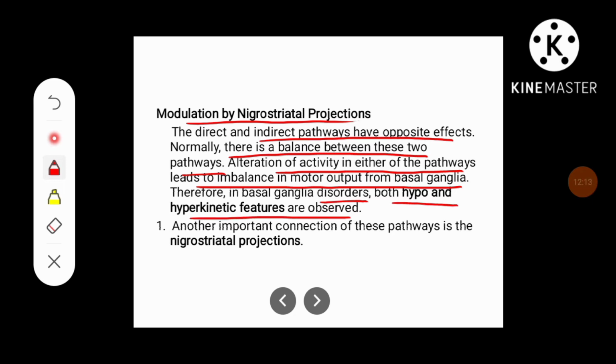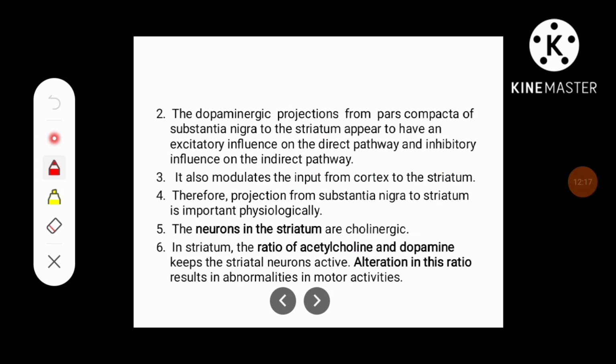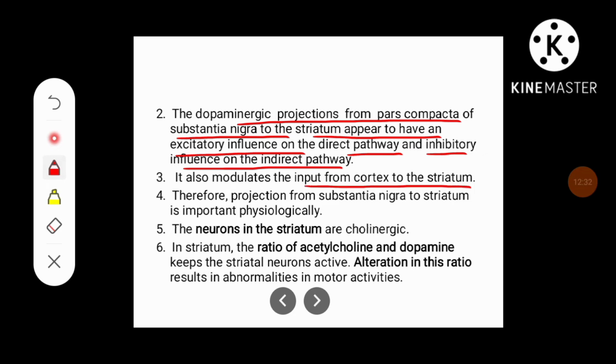Another important connection of these pathways is the nigrostriatal projection. The dopaminergic projections from the pars compacta of the substantia nigra to the striatum appear to have an excitatory influence on the direct pathway and an inhibitory influence on the indirect pathway. It also modulates the input from the cortex to the striatum. Therefore, the projection from the substantia nigra to the striatum is important physiologically.